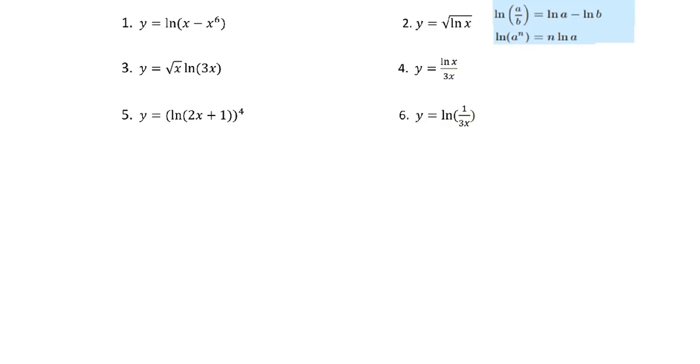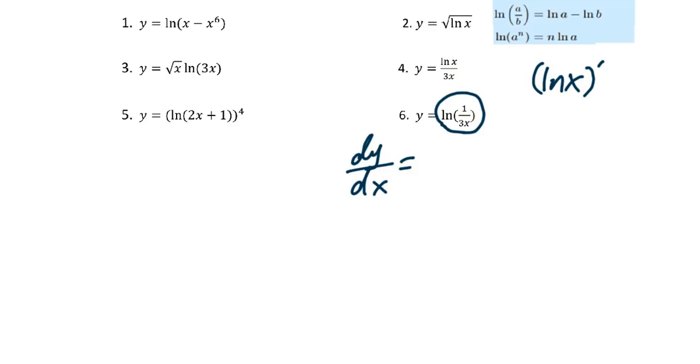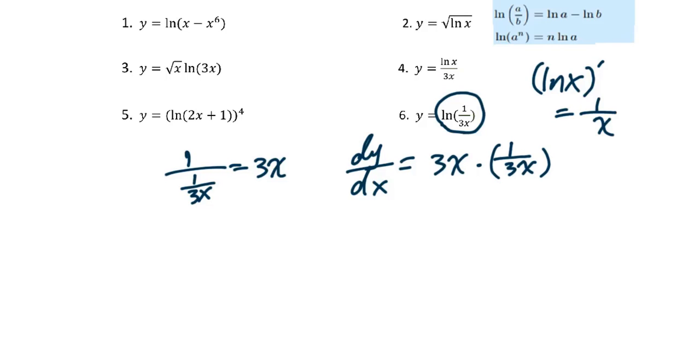Now let's go to number 6. For dy by dx equals. For natural log derivative, you will get 1 over the argument. So we do the reciprocal of this argument. 1 over 3x, you know that is 3x. So we get 3x times, then you do inside. That's 1 over 3x, you have to do derivative. So you will get 3x times.